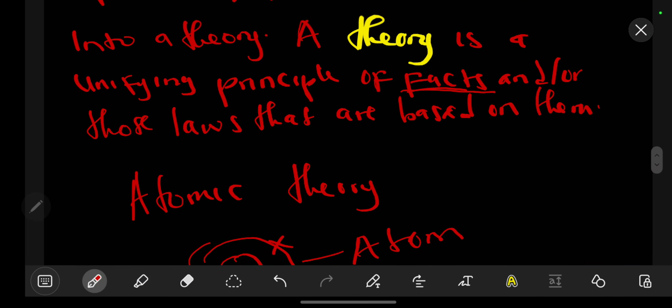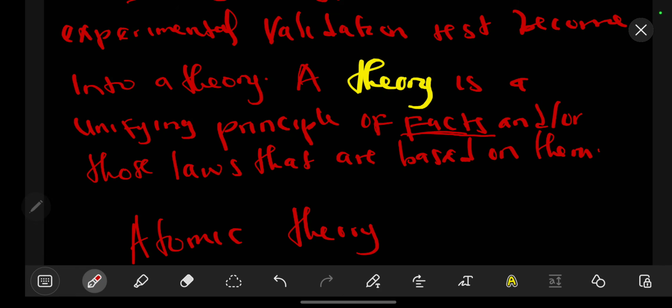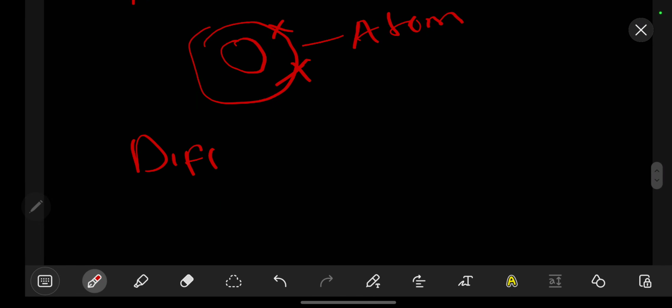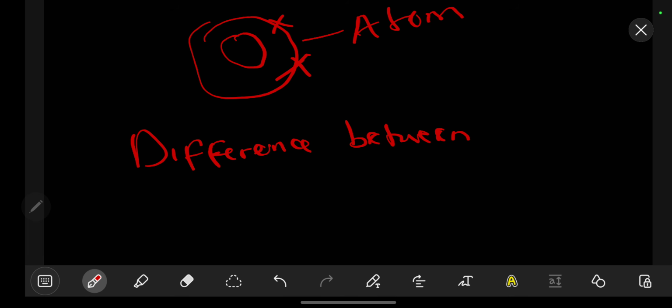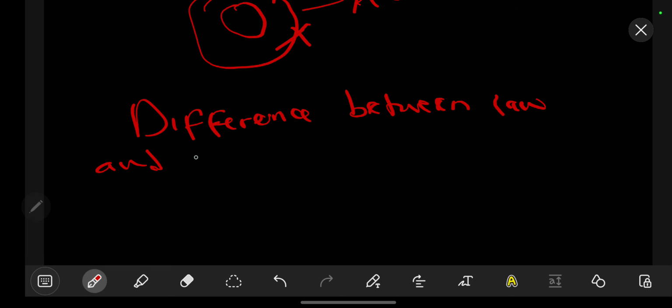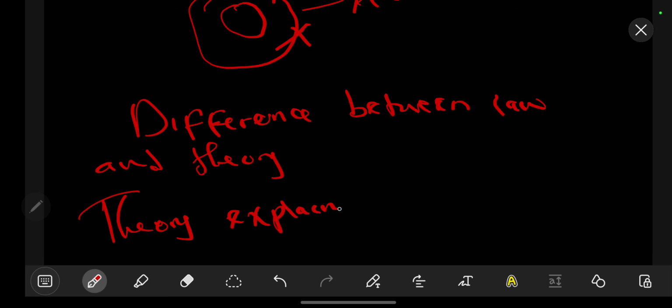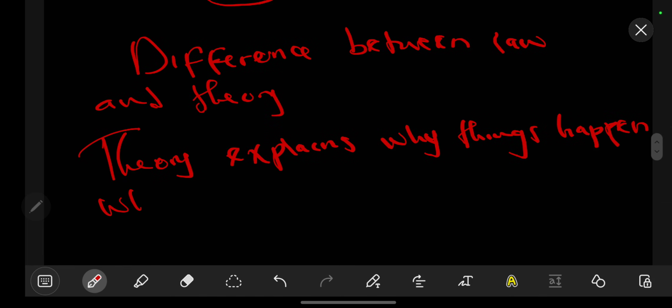Now one might wonder, if this gives you the unifying principle of facts, what is the difference between a law and a theory? The theory explains why things happen, while a law describes.